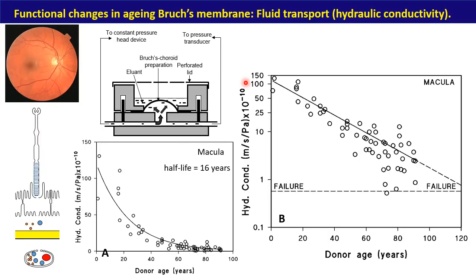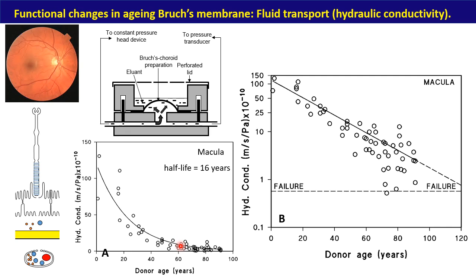Functional changes have been determined in vitro using donor human eyes. An 8 mm diameter disc of Bruch's is removed and mounted in an assaying chamber. A pressure is applied and fluid crossing the membrane is quantified, allowing the calculation of hydraulic conductivity. As shown in panel A, the hydraulic conductivity of Bruch's decreases exponentially with age, with a half-life of 16 years. That is, the capacity to transport fluids is halved for every 16 years of life.